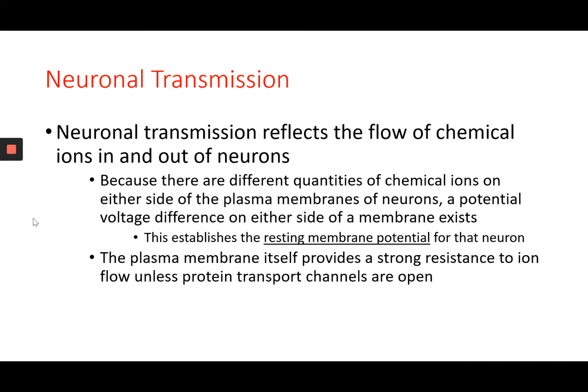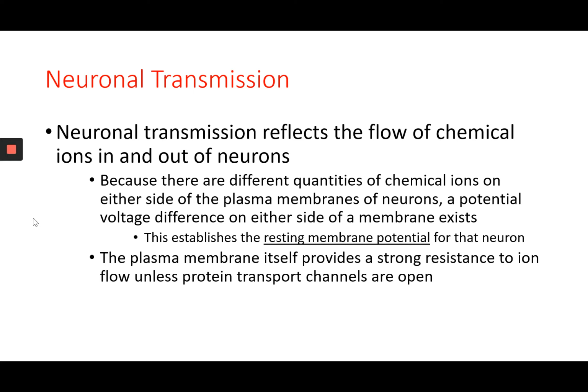Neuronal transmission relies on these local differences in charge. Neuronal transmission reflects the flow of chemical ions in and out of neurons. Even in Chapter 9, we were already acknowledging an influx and efflux of ions such as sodium and potassium and how that could change membrane voltage.